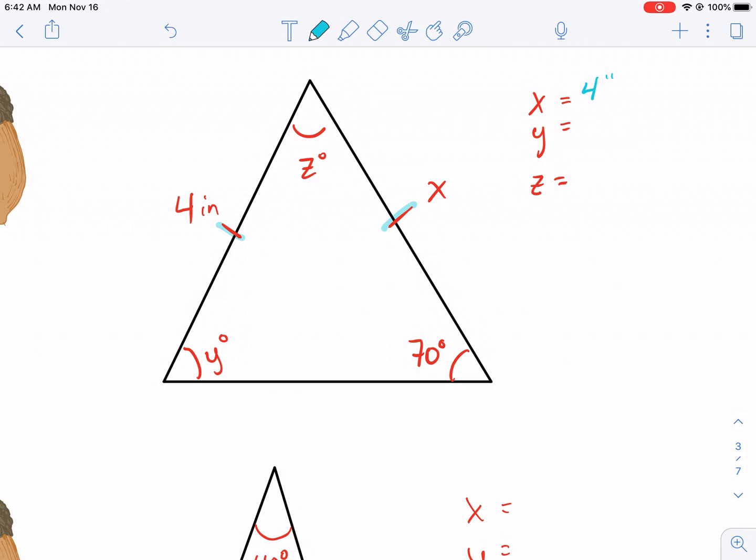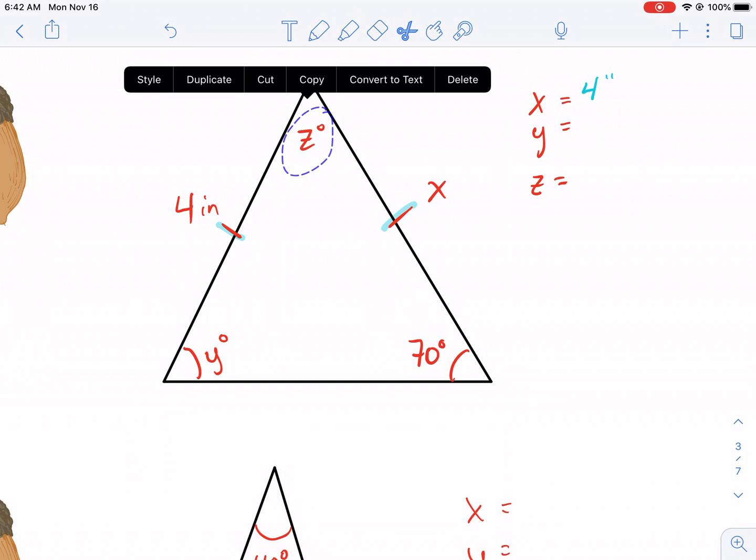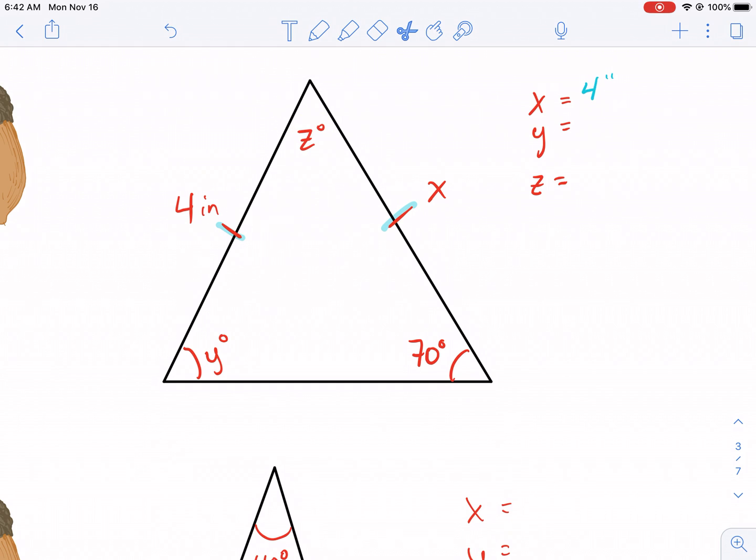Now, one thing I want to note, this is marking the angle here. I don't like that. This angle z should be here. Before that line means that it's equal. So definitely erase that if you have that. Okay, it should be just z, not that little equal angle. Otherwise, it'd be 70, 70, 70.